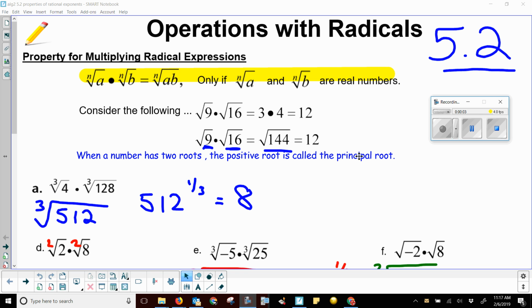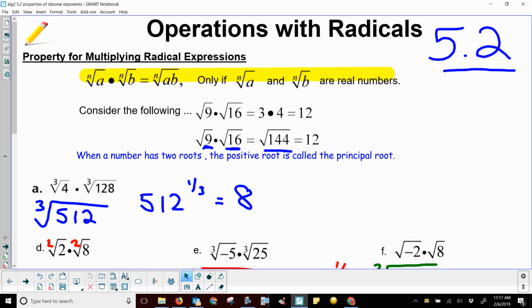Welcome to 5.2, some operations with radicals. And we started pretty easy with multiplication. If a and b are real numbers, we don't have any imaginary, and they have the same root, when you multiply, then they just become the same thing.